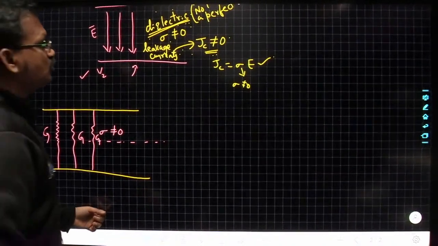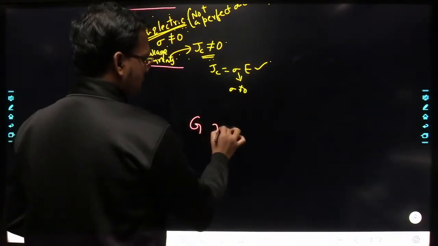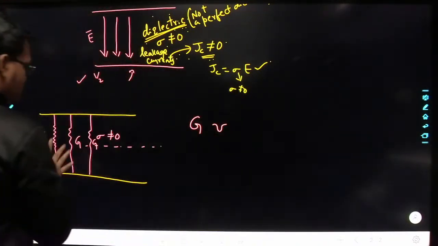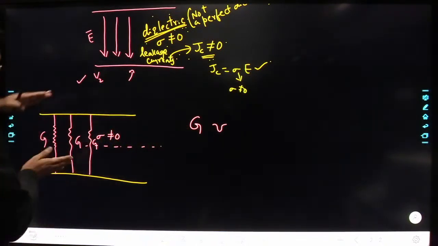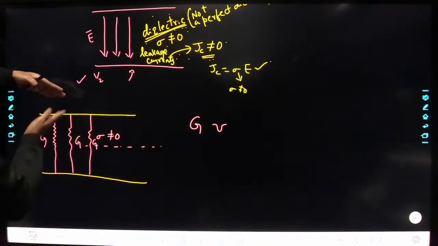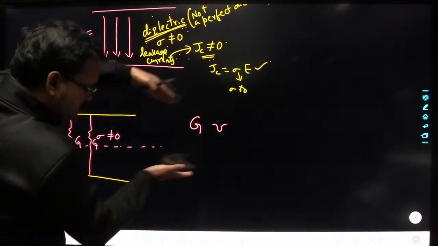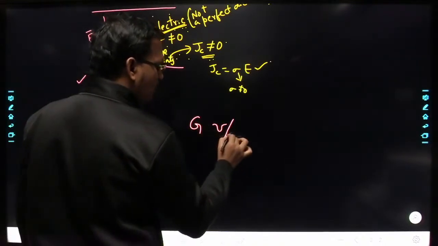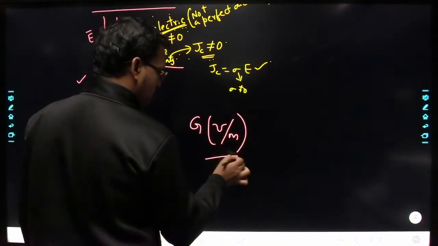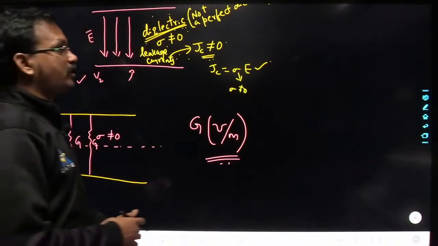Right. So what are the units of this conductance? This conductance is distributed throughout the transmission line. It has developed between the two conductors and it is distributed throughout the transmission line like this. So what are the units of this conductance? The units of this conductance are mho per meter. Right?